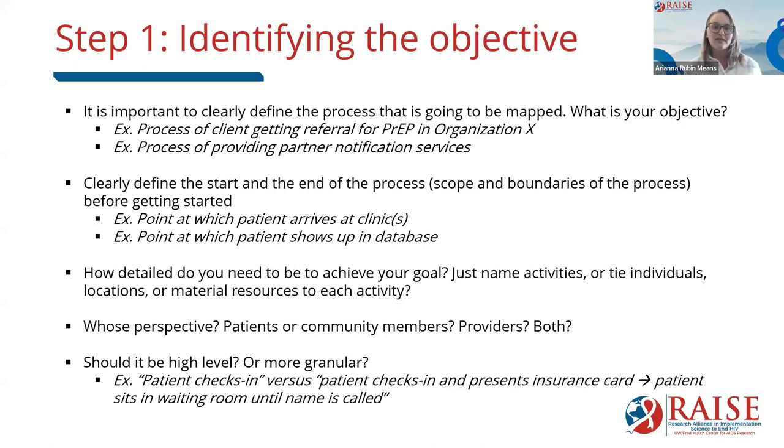Next, you want to establish the boundaries of the process so that you're only collecting information that's actually really necessary to that process. So for example, are you starting the process at a point at which a patient arrives at a clinic? Or are you starting to think about that process at the point at which patient data are recorded within a specific database that sets off a cascade of activities? And so you want to decide from the onset and ideally write that within some written document that's maintained by your team, how detailed you plan to be. So will you just be naming the activities, or will you be naming the individuals, the locations, the material resources that are needed to implement each activity?